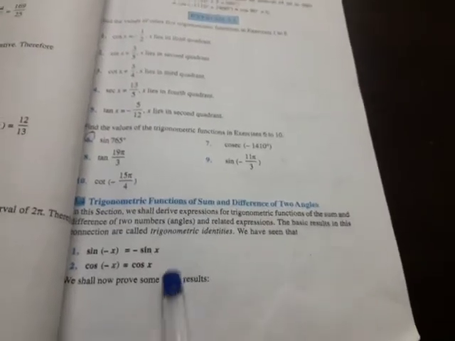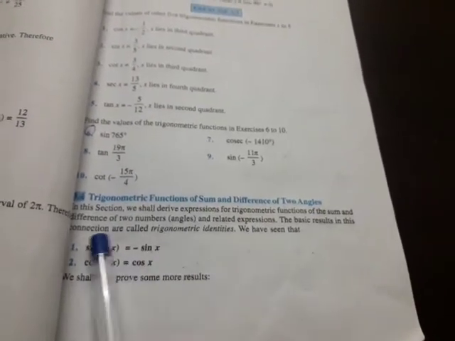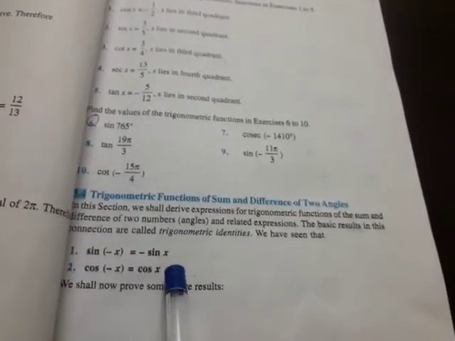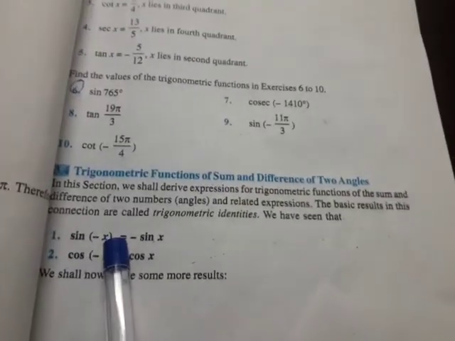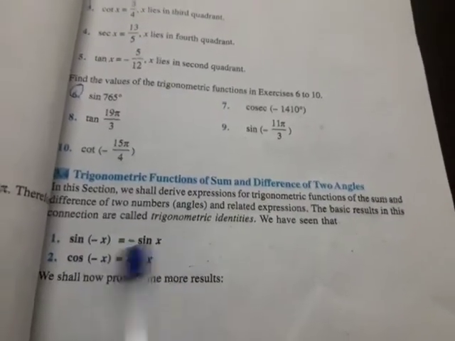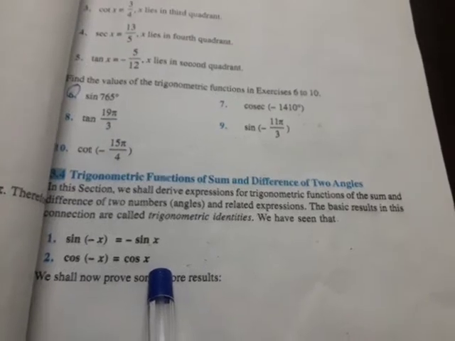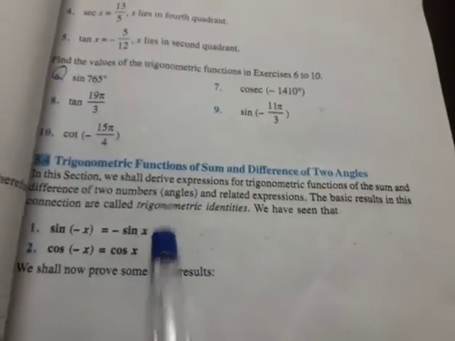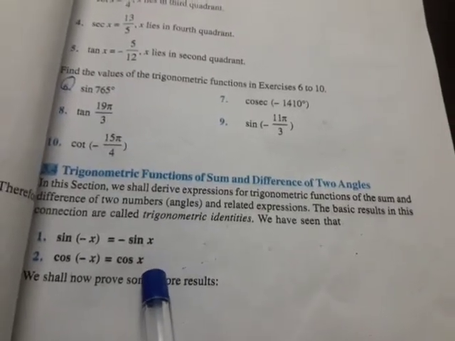Right. So first let us start with these two. These two are the basic thing you should know. Sine of minus x equals minus sin x, cos of minus x equals cos x. So again I'll give you a clue to remember this.